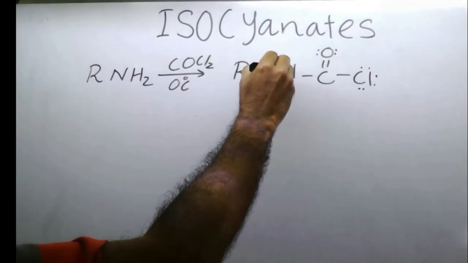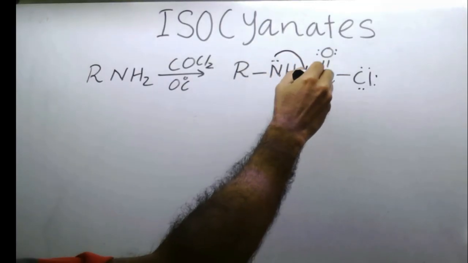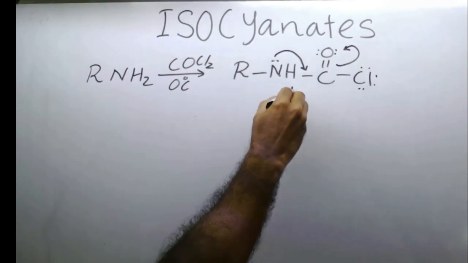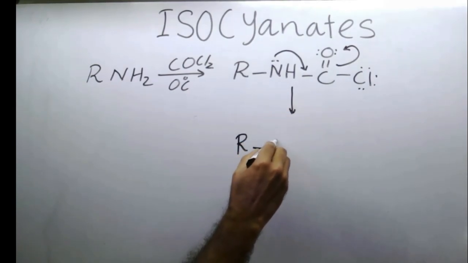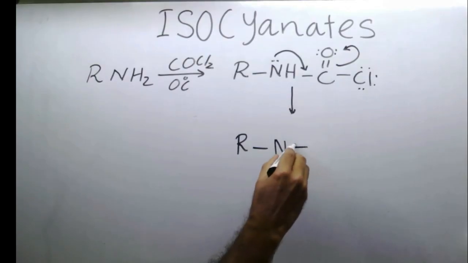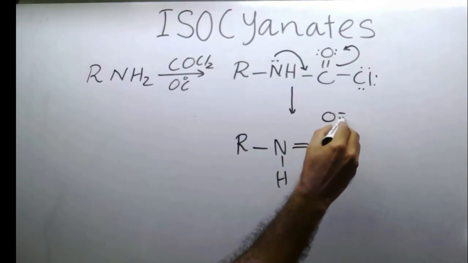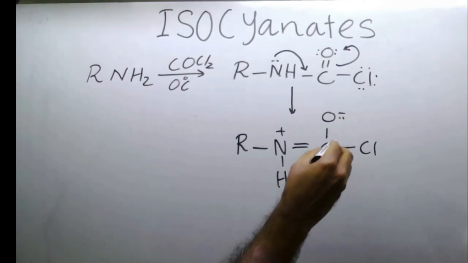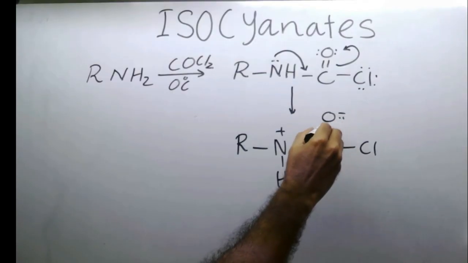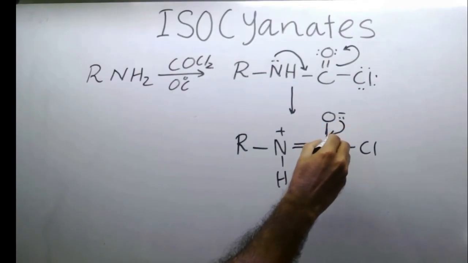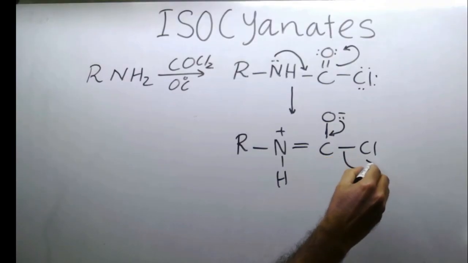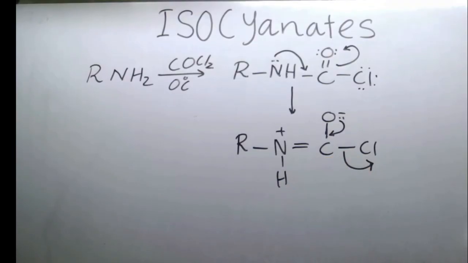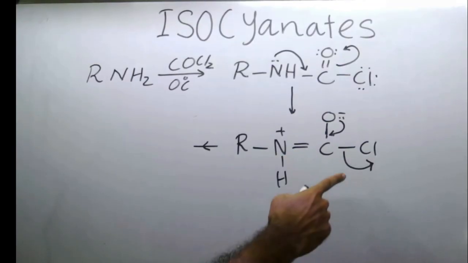This lone pair on the nitrogen atom can delocalize with the carbonyl group and form this intermediate. It will result in a positive charge on the nitrogen atom. Then this negative charge comes back, but not to the earlier arrangement. That means it doesn't come there. Instead of that, the chlorine atom will leave.